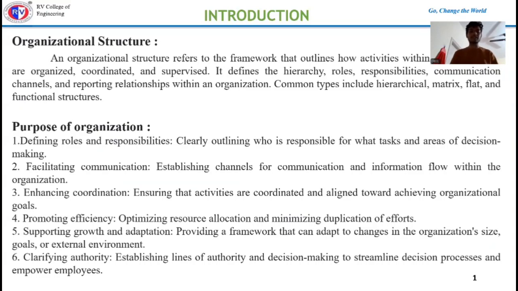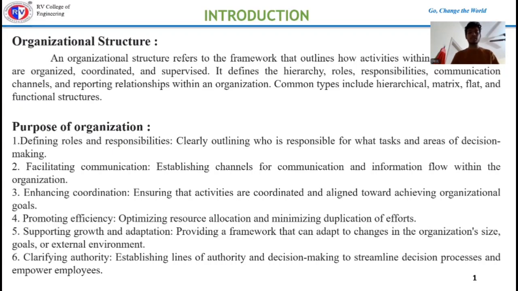An organizational structure refers to a framework that outlines how activities within an organization are organized, conducted, and supervised. So, it basically defines the hierarchical roles and responsibilities and establishes the communication channels and other reporting relationships within an organization. Common types of organizational structure include hierarchical, matrix, flat, and functional structures.